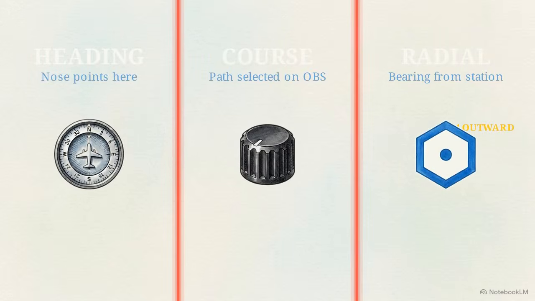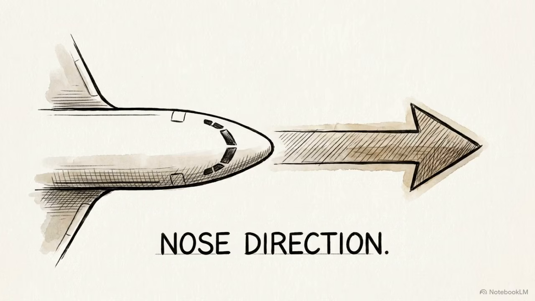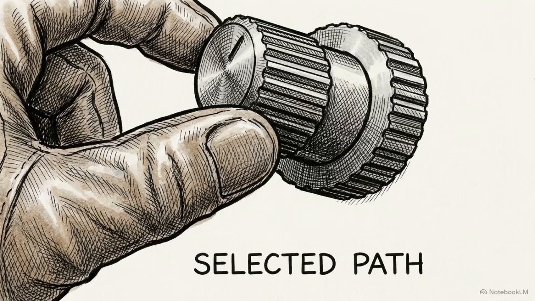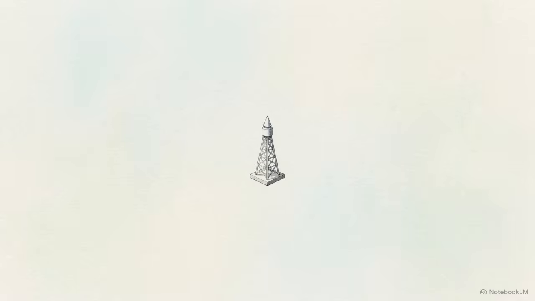We have to draw a hard line between the three core variables of navigation. Heading is nothing more than the direction the nose of the aircraft points. Course is the path you intentionally selected on the OBS knob, and radial is a line strictly measured outward, radiating from the VOR station itself.